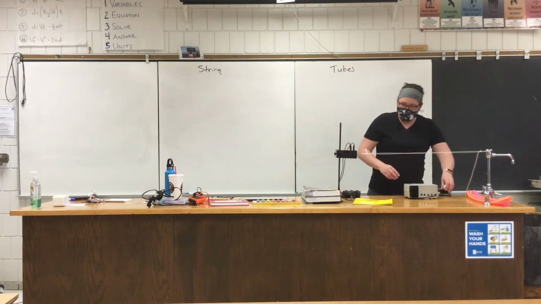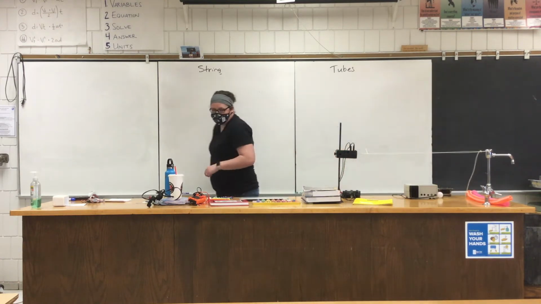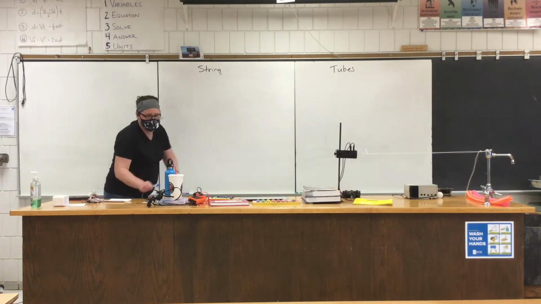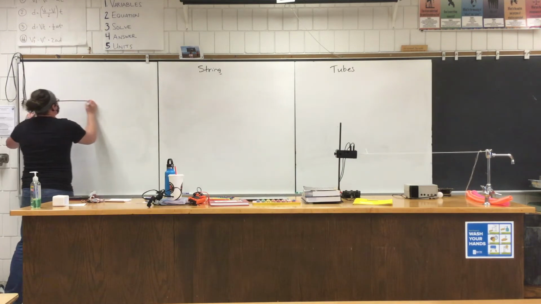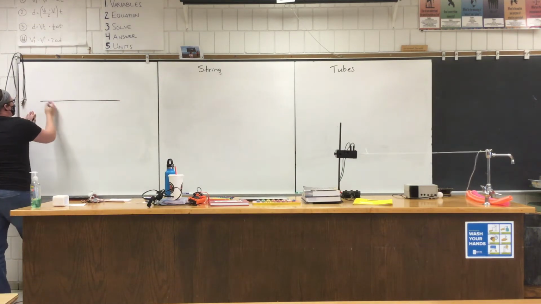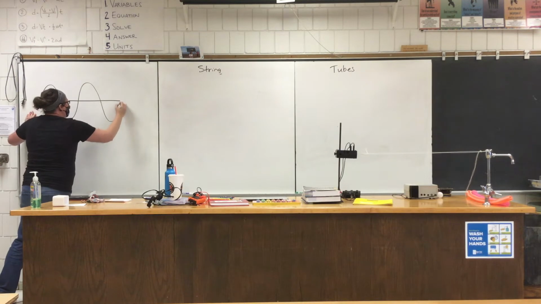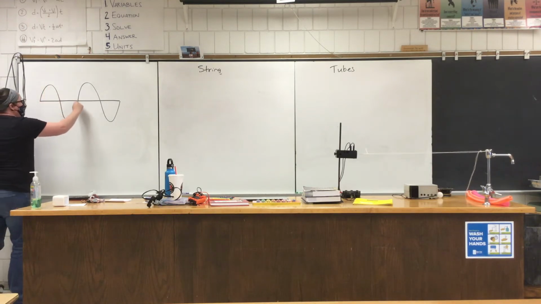And so when you have a standing wave, I'm going to draw this on here real quick. So let's use a string for example. When you have a standing wave, you'll have it go up and down like that. So if this is just a regular wave, I would have two wavelengths. Here would be one wavelength, here would be the next.